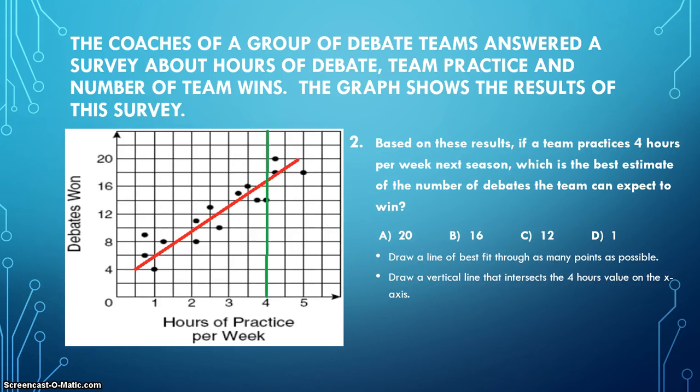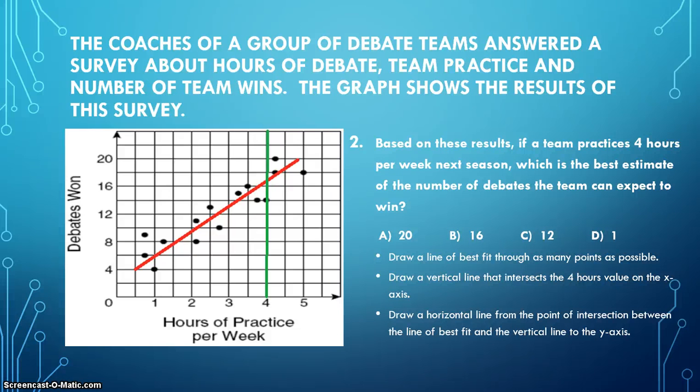Alright, now that we got that, we need to figure out how many they're going to win. Well, the number of wins is on the y-axis. So we're going to draw a line from the y-axis to the point of intersection between the line and the 4 hours. Okay, we're going to draw that. Once we have that, we have the exact point on the line, and we can easily see that the y value of that point is a little bit above 16.